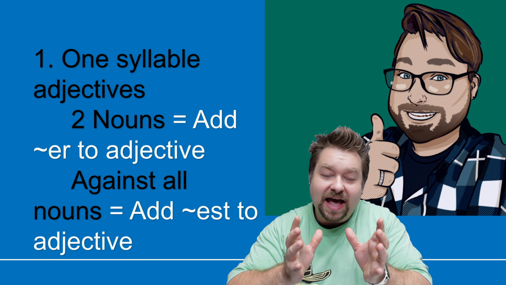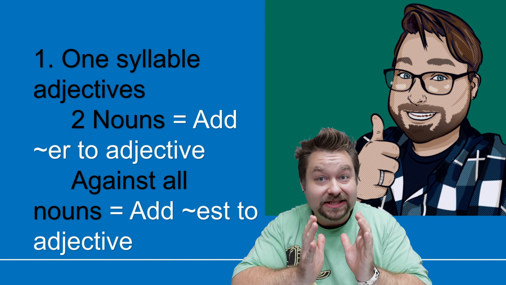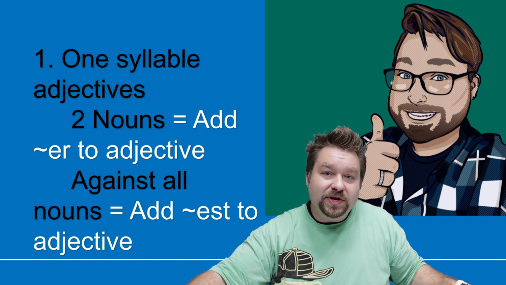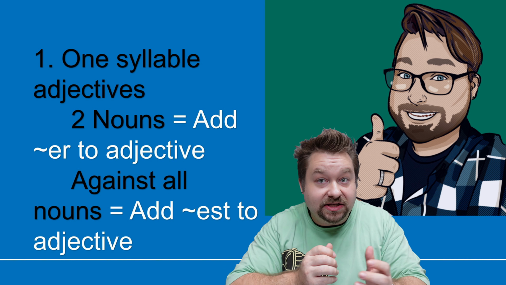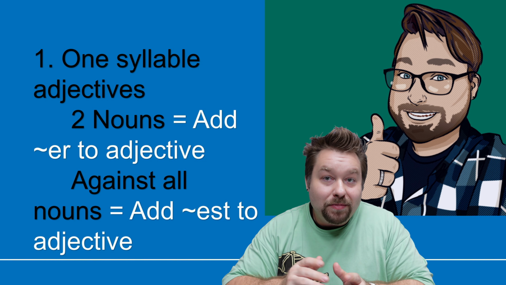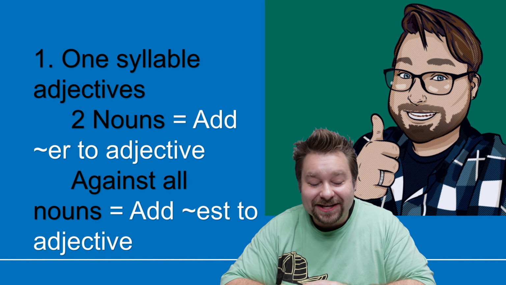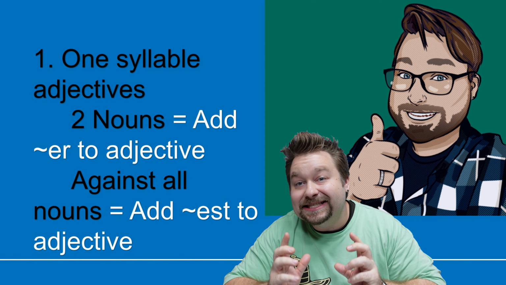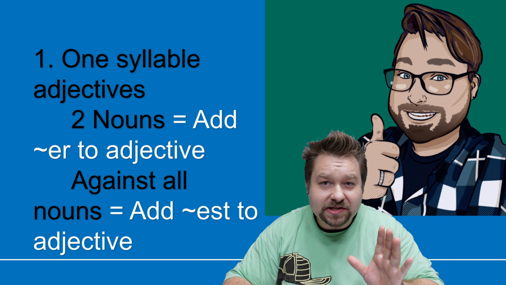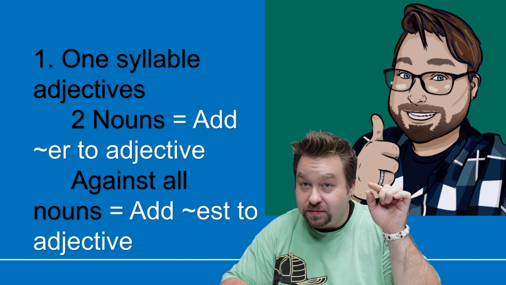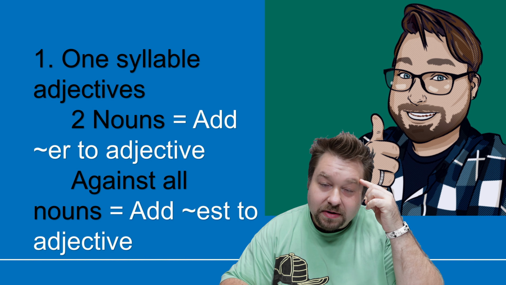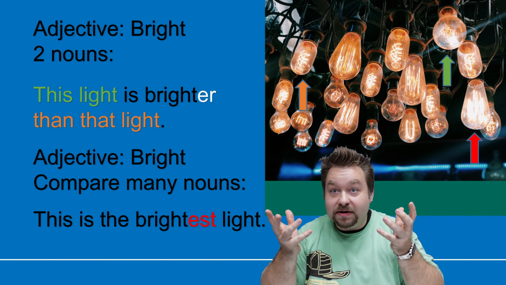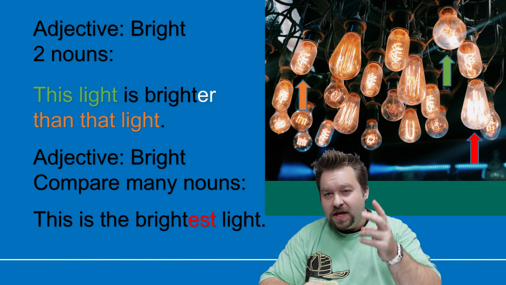Now, if we have a 1 syllable adjective, a very short adjective, and we're comparing 2 nouns, we just add ER to the adjective. That's not bad, right? Most of the time, this is what you're going to do. And if we're comparing 1 noun against everything, we're going to add EST to the adjective. How does this look? I want to see how it looks so I can remember the pattern. So our adjective here is bright, okay? It means lots of light, like in my studio here. Let's look at the first one.